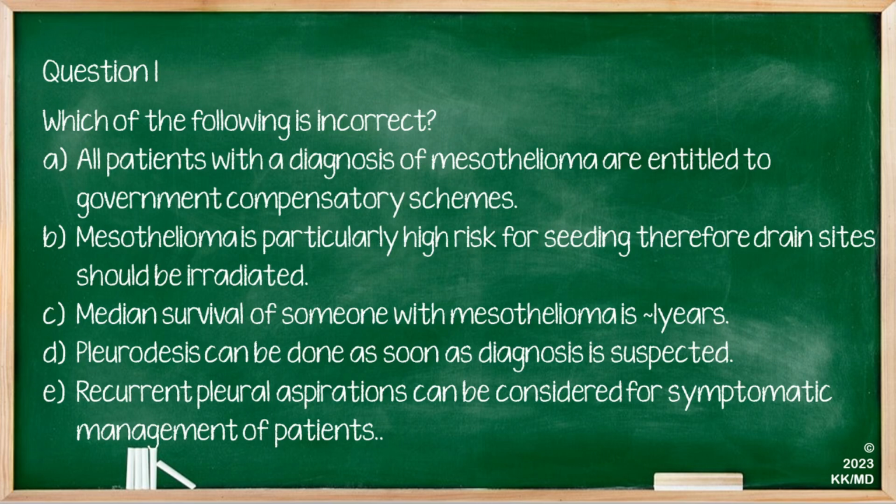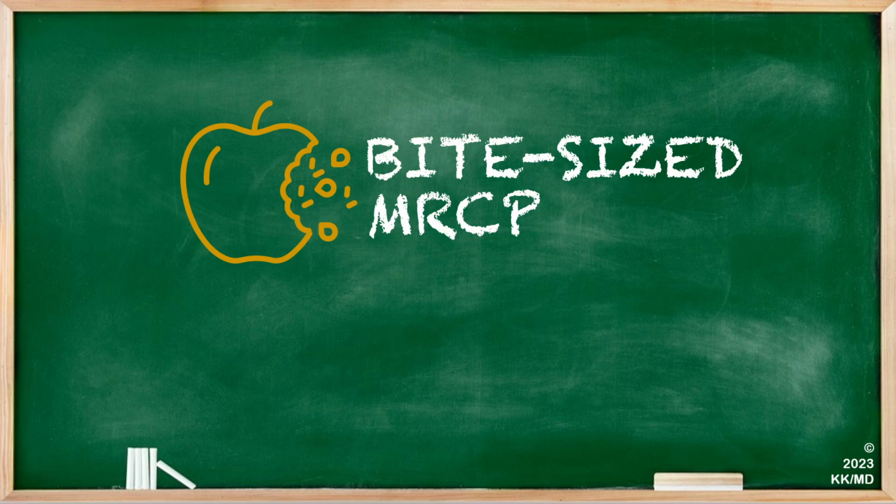With regards to option E, it's also quite logical, not just in the context of mesothelioma, but any other condition such as lung cancer that leads to recurrent pleural effusion. It's not too uncommon to see patients coming to hospital or respiratory outpatient clinics to have their pleural effusion drained. So therefore, option D is the incorrect option, which if you remember, you will know that pleurodesis must only be done once the diagnosis is confirmed on tissue, and it should never be done on somebody who's just having a query of mesothelioma.